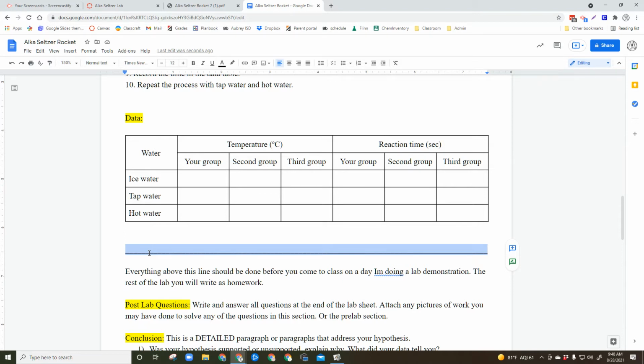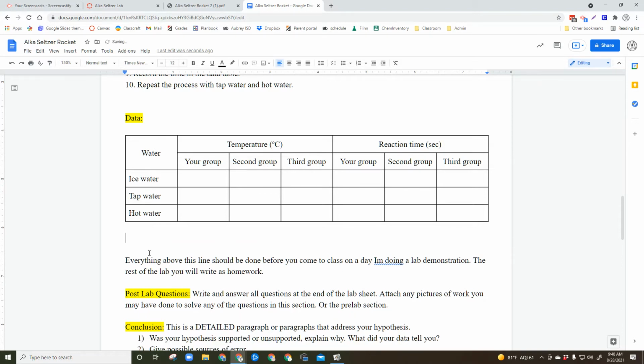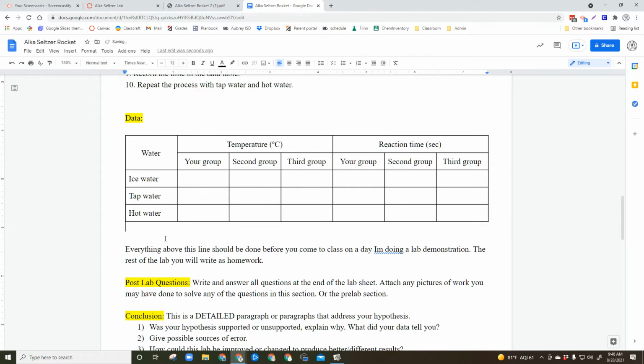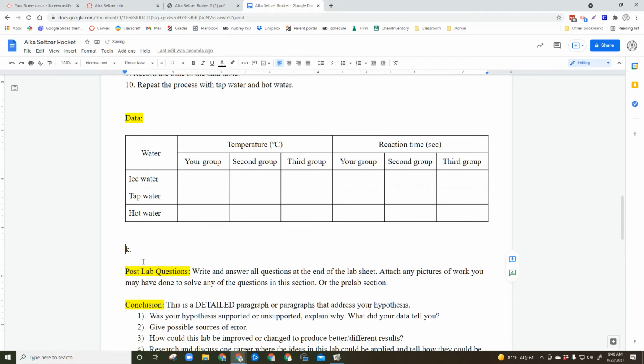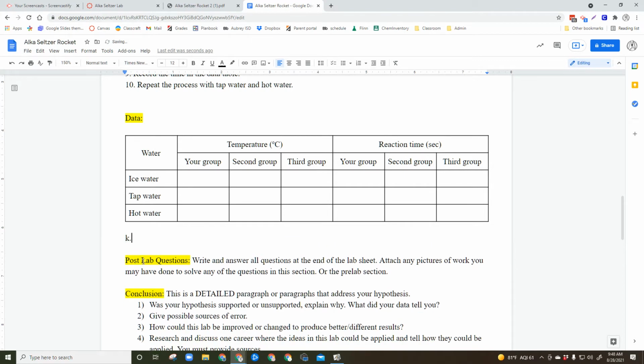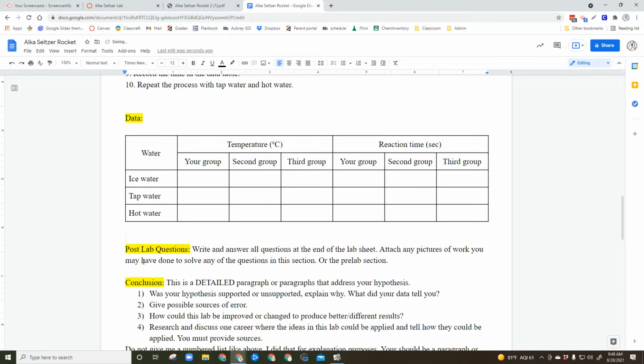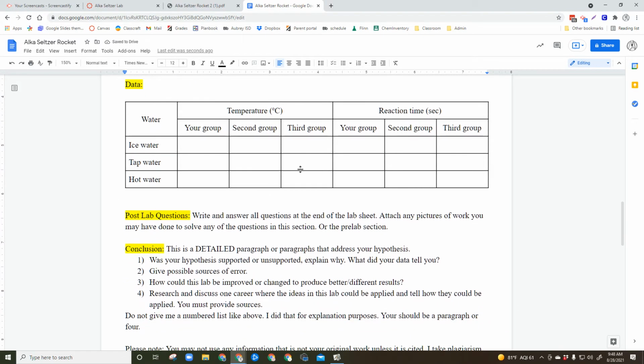Now, we need to take that line out, okay? Oh, we need to delete the instructions too. It says everything above this line should be done before you come to class. That's what I just said. Okay. All right. So those are instructions. I need to take those out. Okay. So actually, there you go. All right. That looks good. Spacing's good. All right. So now we just have to wait until we do the lab.